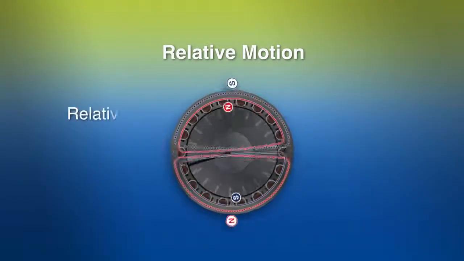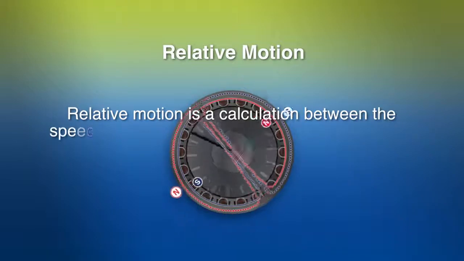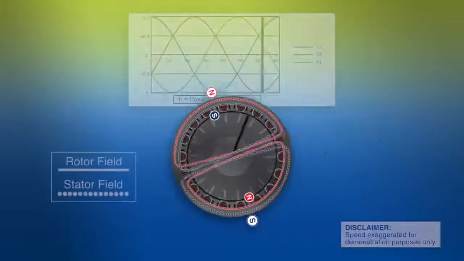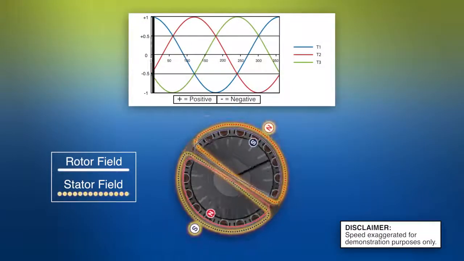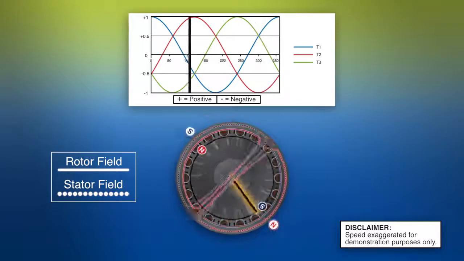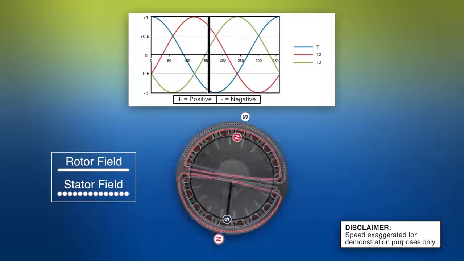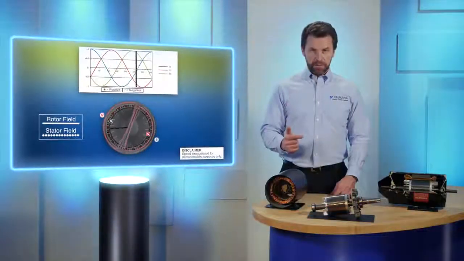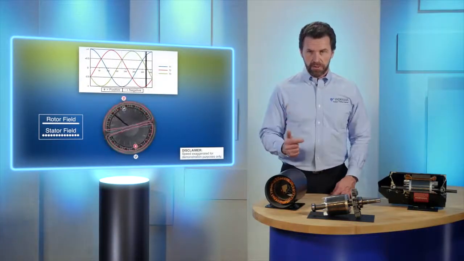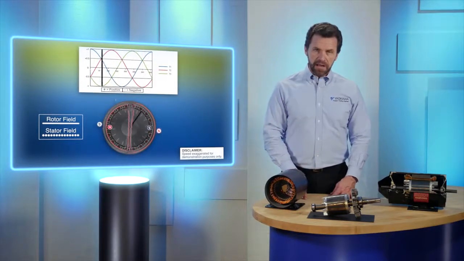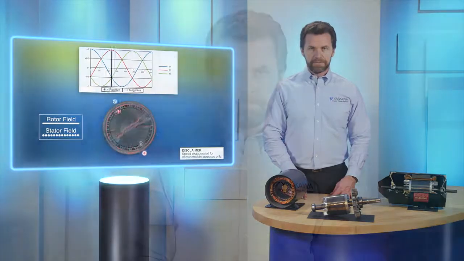Generally speaking, relative motion is a calculation between the speed of one moving object relative to the speed of another moving object. In this case, the relative motion between the rotating magnetic field of the stator and the rotating rotor. As you can see, the rotor rotates slower than the stator. How much slower depends on the motor's external load and how much energy is lost internally from friction, induction leakage, and other causes. Now, here's another question.